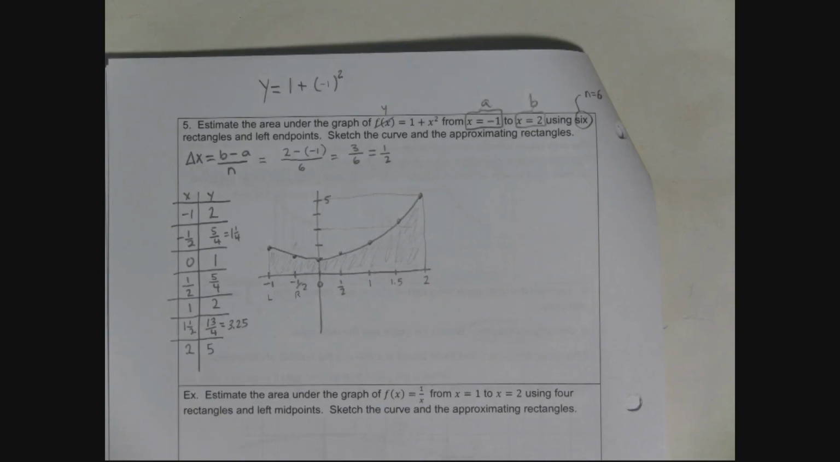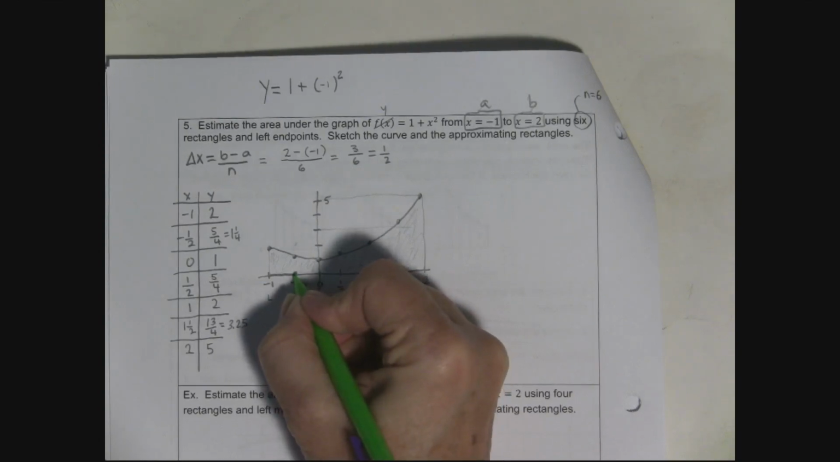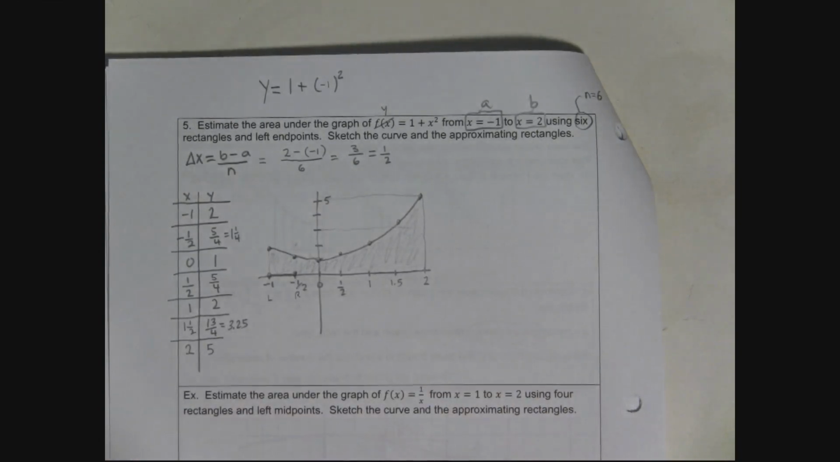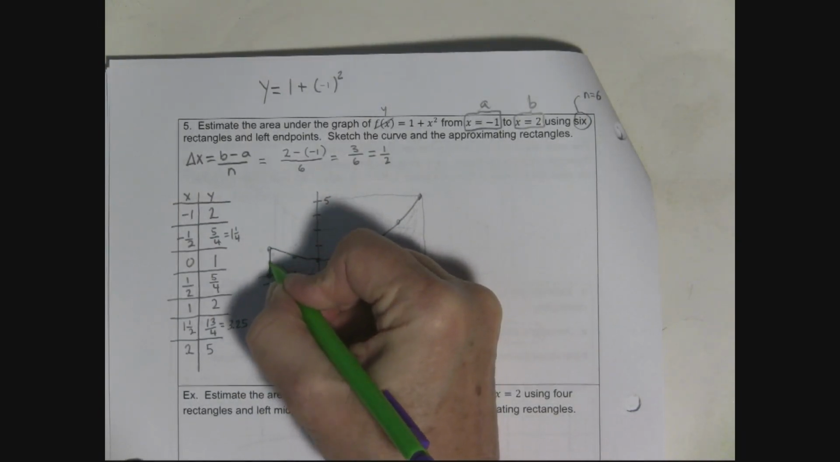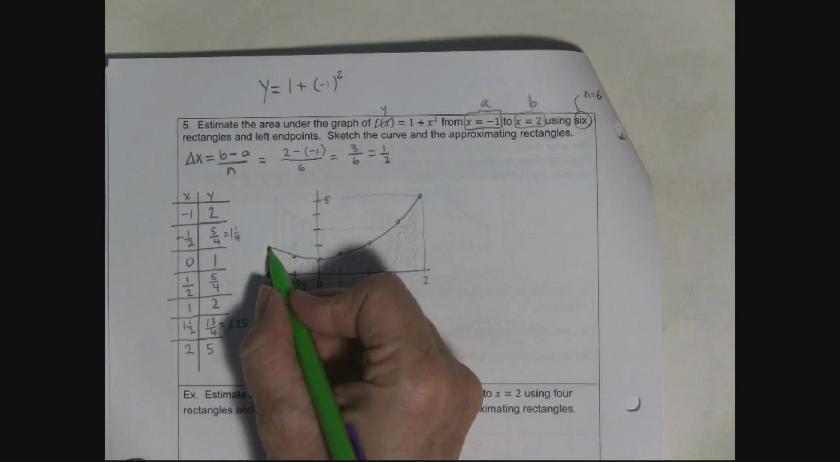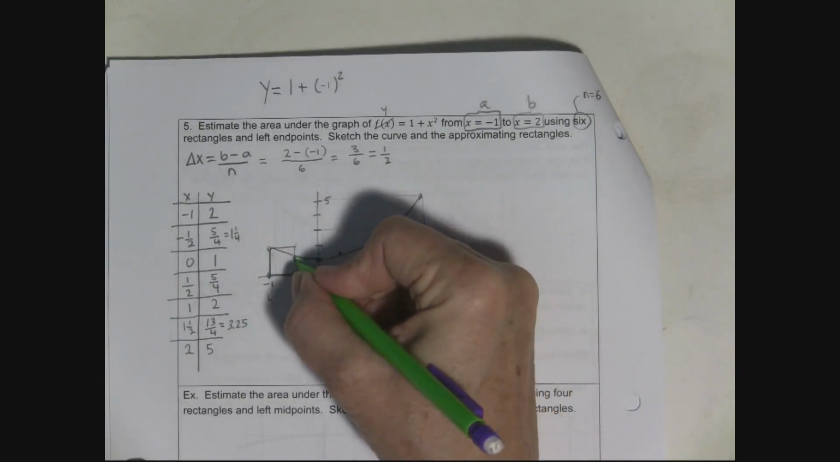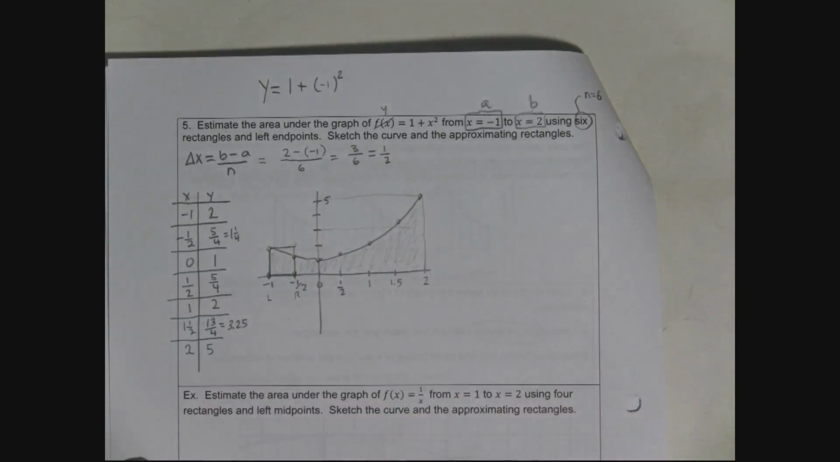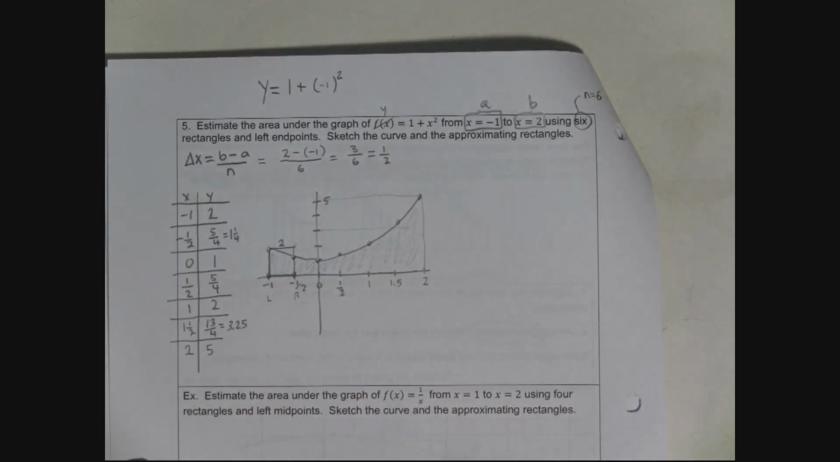Is that okay for this first rectangle that goes from -1 to -1/2? So there's the base of the rectangle right there. And I'm going to use the left as the height of it. And so the left endpoint is going to be the height of the rectangle. So I'm just going to go parallel to the x-axis straight across to make a rectangle there, and then down here. So there's my first rectangle, and the height of that first rectangle was 2. So I'm going to put a 2 up there just so I know.